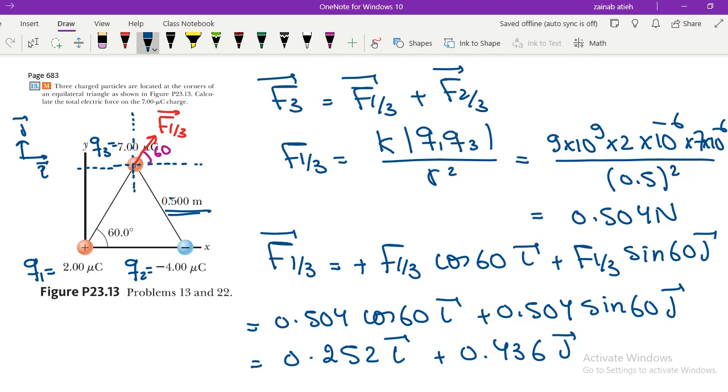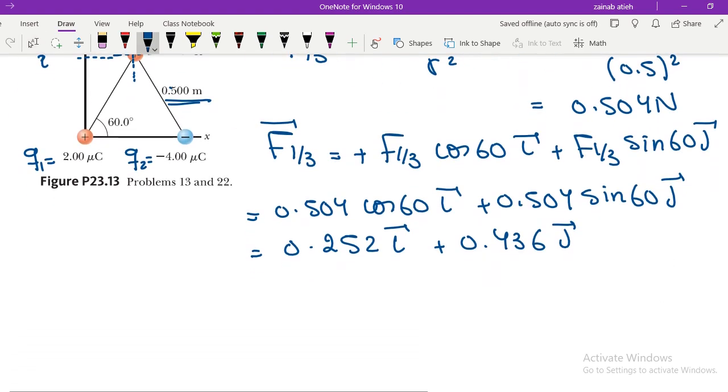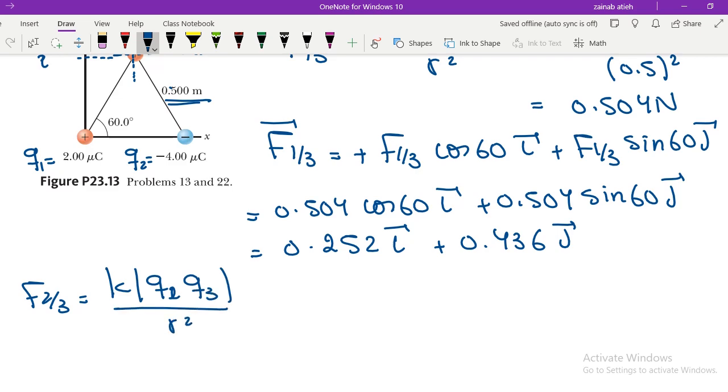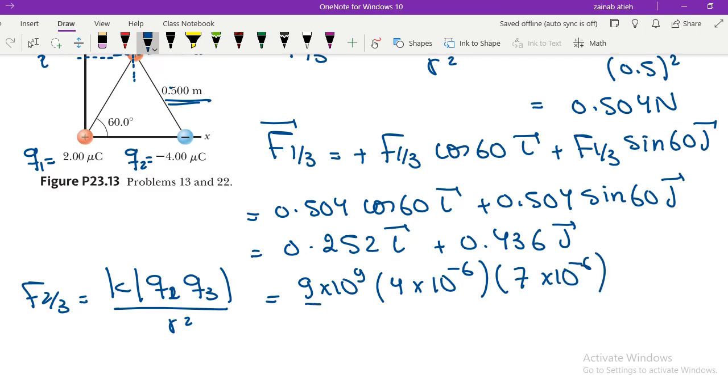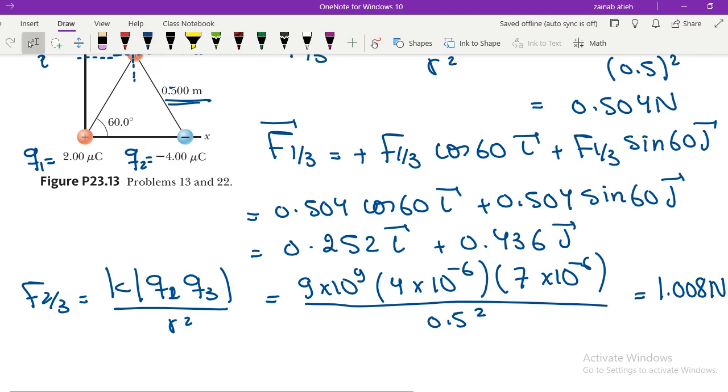I will do the same for the force exerted by 2 on 3. First I start with the magnitude. Okay, let's start with the magnitude. F2 on 3 is equal to K absolute Q2 Q3 over R squared, the distance between them. It's equal to 9 times 10 to the power 9. Q2 is negative, remove the minus sign, no need for the minus sign, we are using an absolute value. So 4 times 10 to the power minus 6. Q3 is 7, so 7 times 10 to the power minus 6, over the distance between them, which is 0.5 squared. Calculating this, you will get 1.008 Newton. After I get the magnitude I have to draw it. Let's draw it.